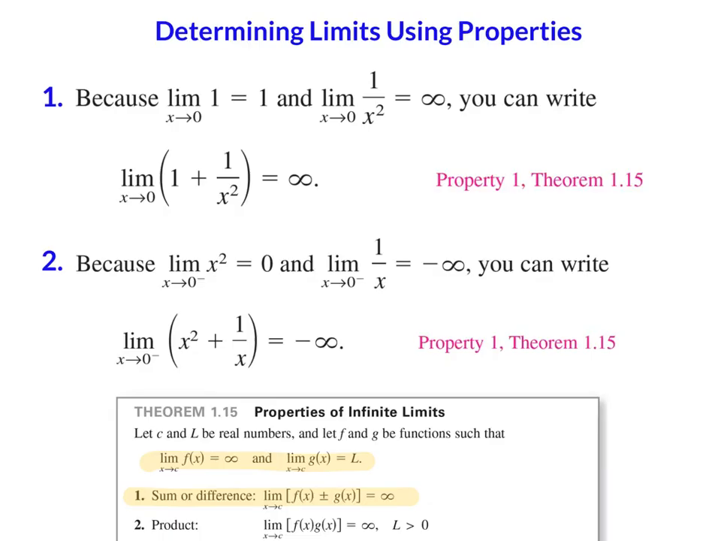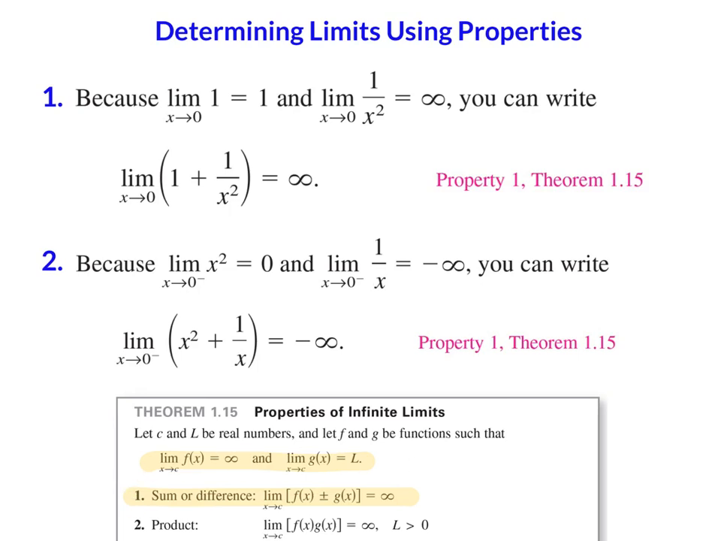Let's run through some quick examples of these rules so you can see them in action. So let's take a look at this guy. Our function is 1 plus 1 over x squared as x approaches 0. So we know that that's going to break that denominator here. So this limit is going to be equal to 1, and the other limit that has an x in the denominator is going to approach infinity. And according to the sum rule, that's going to give me infinity as my answer, which is down here.